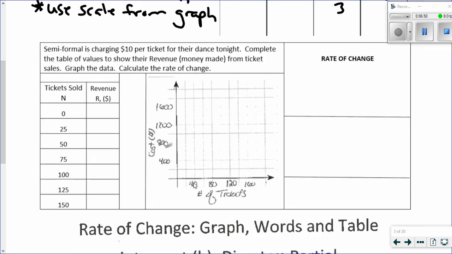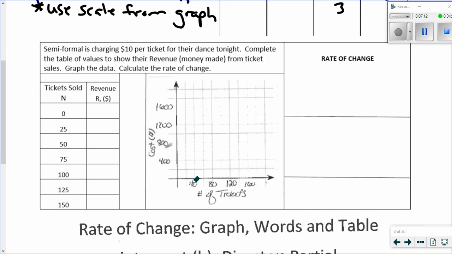All right. So here we have a word question where we're going to tie pretty much everything together. So Semi-Formal is charging $10 per ticket for their dance tonight. Complete the table of values to show their revenue. I don't know why I capitalized that. I guess I was thinking about the revenue service. From ticket sales, graph the data, calculate the rate of change.